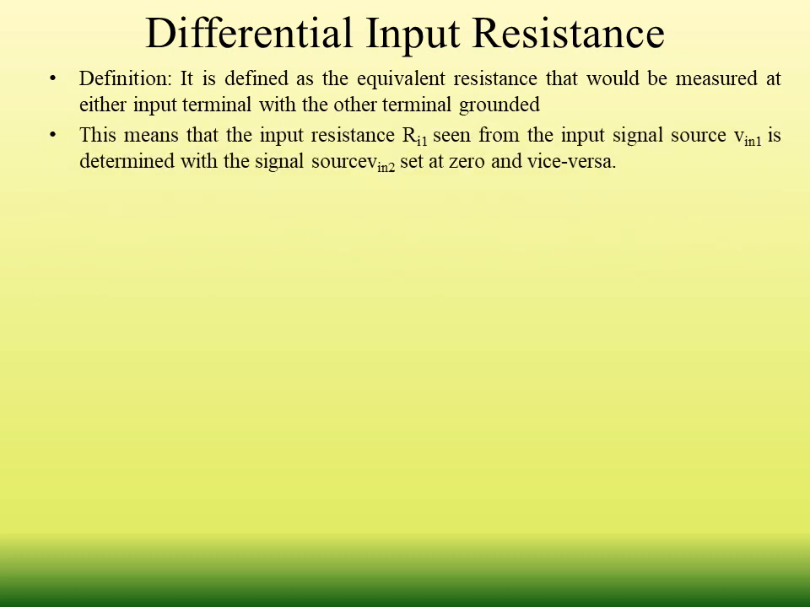This means that the input resistance Ri1 seen from input signal source VIN1 is determined with the signal source VIN2 set at 0, and vice versa. So if we calculate RI1, then we'll have to put VIN2 to 0, and if we want to calculate RI2, then we will have to put VIN1 to 0. Generally, RIN1 and RIN2 are very small, so in this derivation they are ignored.